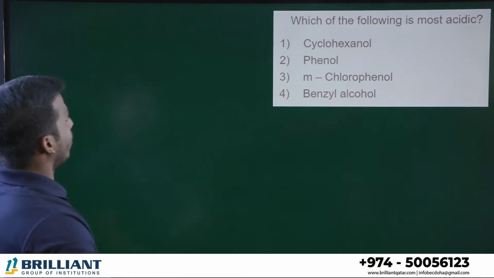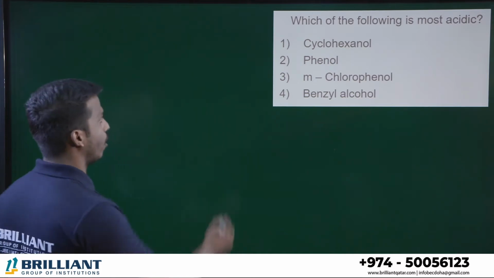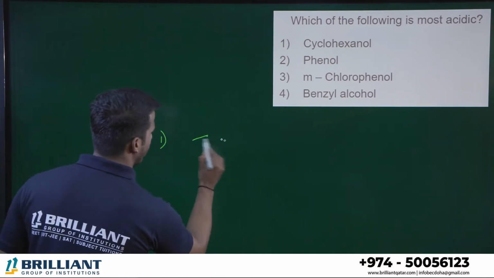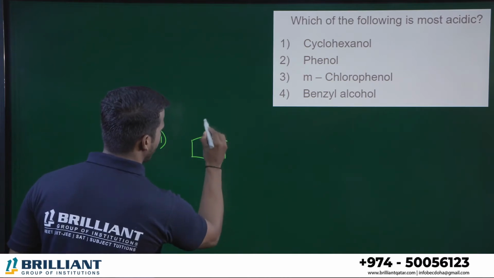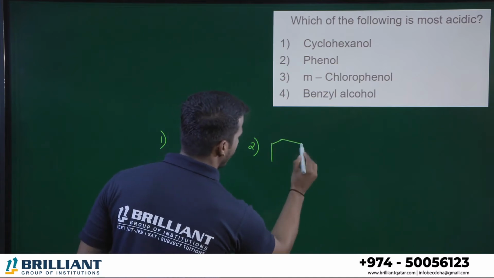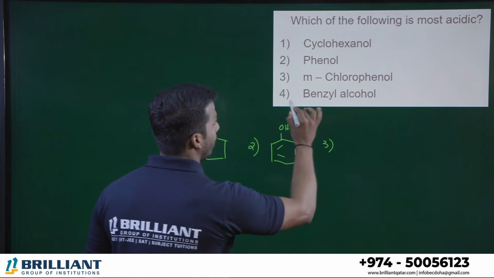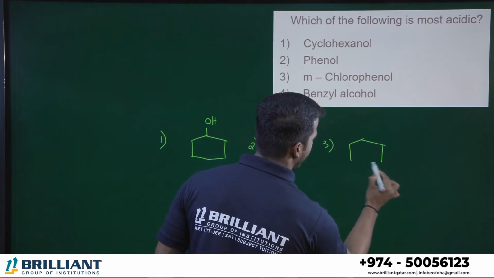Which of the following is most acidic? Again, different compounds. Option number 1 is cyclohexanol. And what is compound number 2? Phenol. And the third one is meta-chlorophenol.